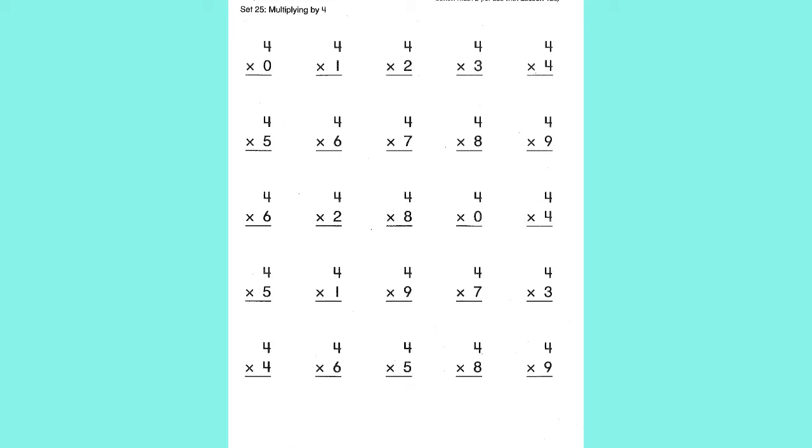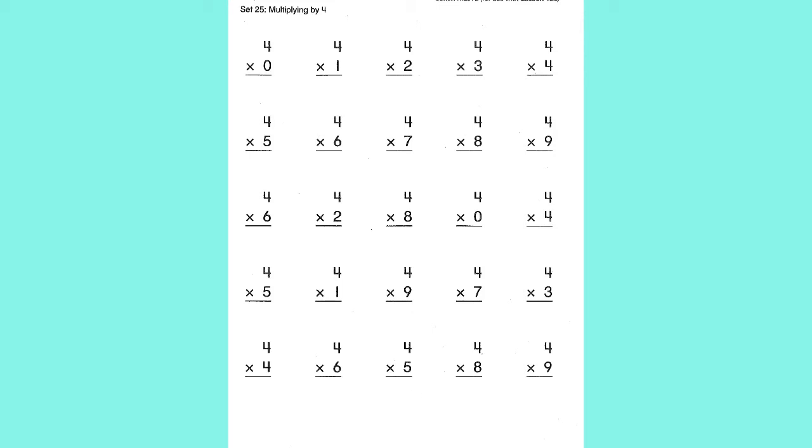4 times 6 equals 24. 4 times 7 equals 28. 4 times 8 equals 32. 4 times 9 equals 36.